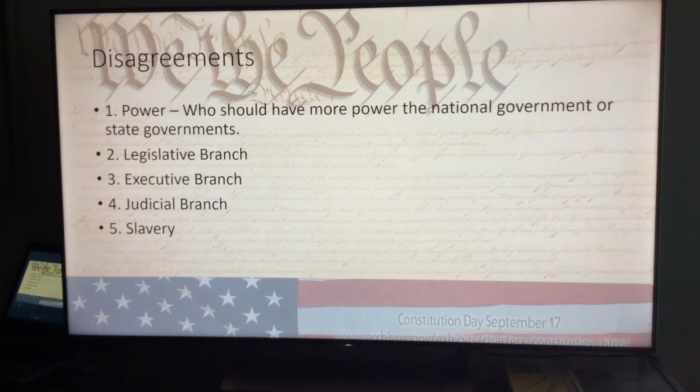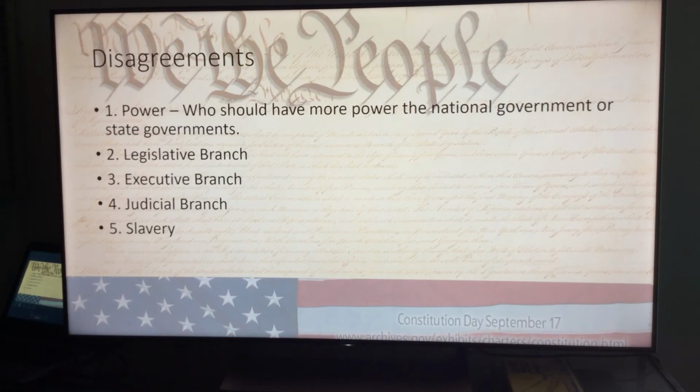So, when we talk about disagreements, there are 5 main disagreements. 1, power. Who should have more power? The national government, state governments. Well, we just had an Articles of Confederation. Those Articles of Confederation gave states more power, but now some people want to give the national government more power.